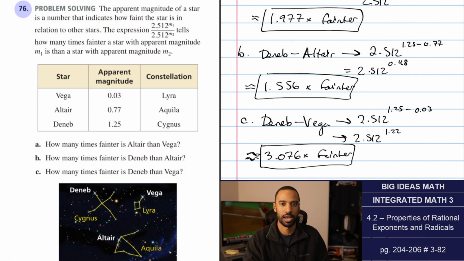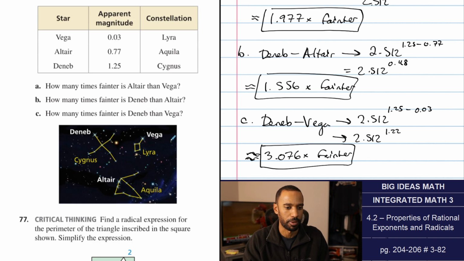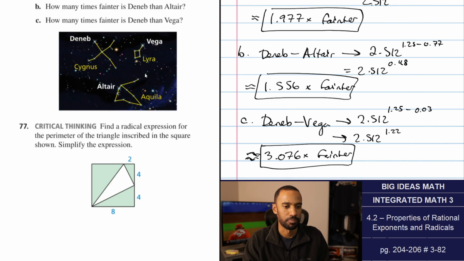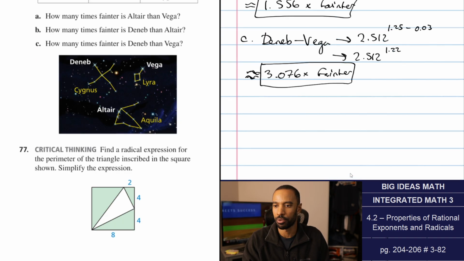Okay, then there's a constellation on the bottom. I think they're just showing you a picture. I don't think we had to do anything with that. They're just giving you factual information. All right, number 77 on critical thinking.